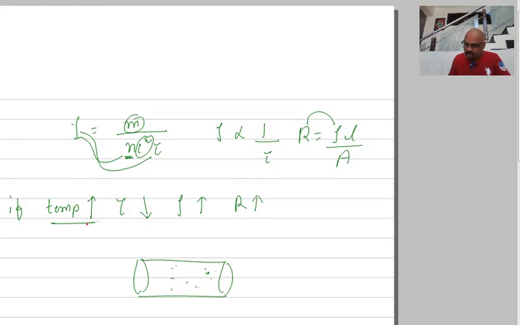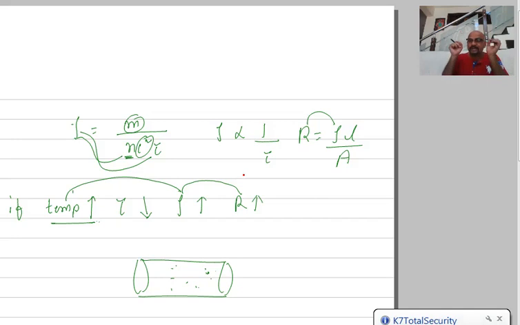So what is the conclusion? With the increase in the temperature of the conductor, resistivity increases and hence the resistance increases. This is the conclusion. Listen again. Increase the temperature of the conductor, not semiconductor, not insulator, conductor. Relaxation time decreases, rho increases, R increases. So rho and R of a conductor increase with the increase in the temperature.